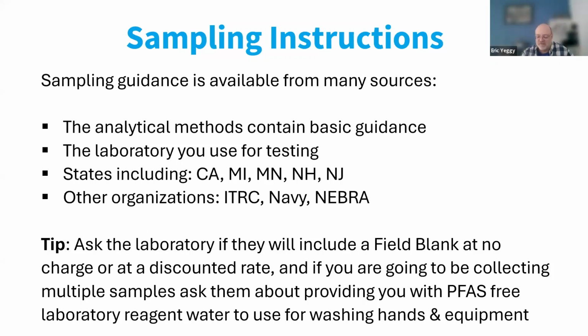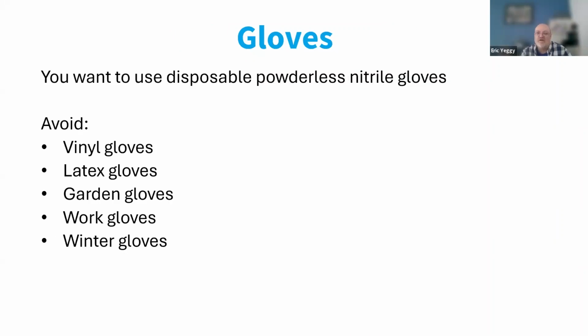Especially if you're going to have something like a bailer involved that's going to touch every sample that you collect. But if you're just filling bottles from a tap, right? You're just turning on a faucet, filling bottles, then the most important piece of equipment you're going to have is your gloves. And you're going to want to use disposable powderless nitrile gloves, not any of these other types of gloves that are listed here. And this is another thing to ask the laboratory about. They may be willing, especially if you're doing multiple samples, to throw in a pair of these disposable gloves for each bottle that they're providing.